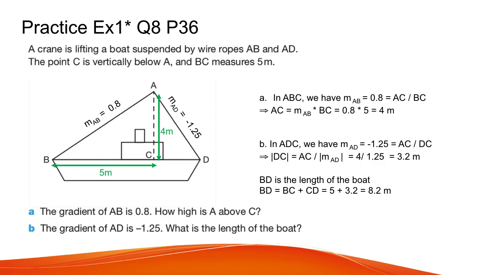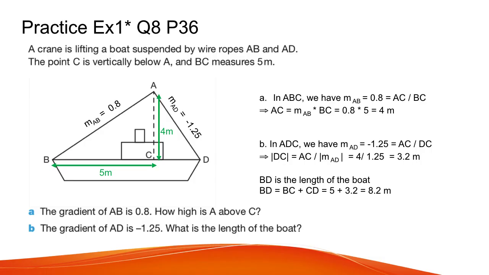In triangle ABC, we have the gradient being 0.8, but the gradient is actually AC over BC. So we can actually solve for AC by making it the subject of the formula. Remember, there is a lesson about how you turn around something to be the subject of the formula. That is why we have 4 meters there.